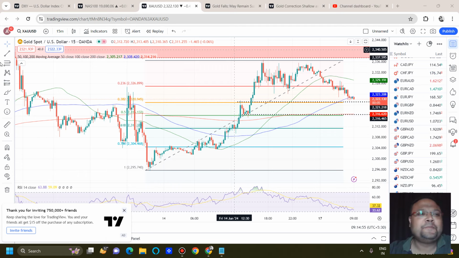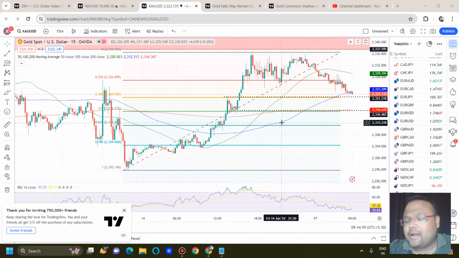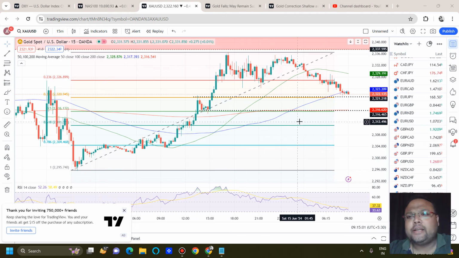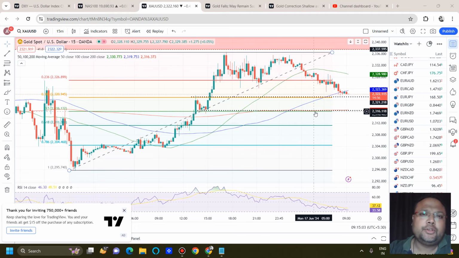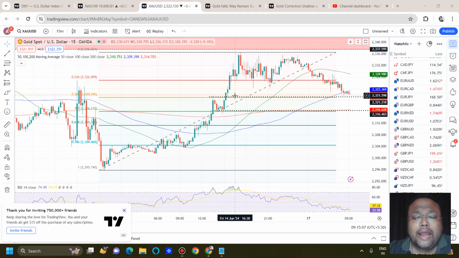So let's get started. My dear friends, the market is open and we can see that the market has shown a little bit of correction. Right now gold is standing around 2322. This is the current market price, and we can see that gold is trying to take support around the FIBO 38.2% retracement level that we discussed in our previous video.